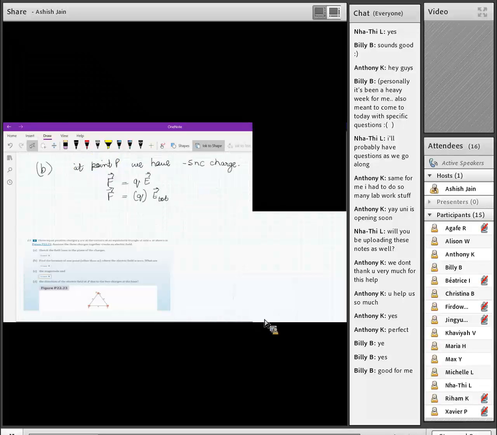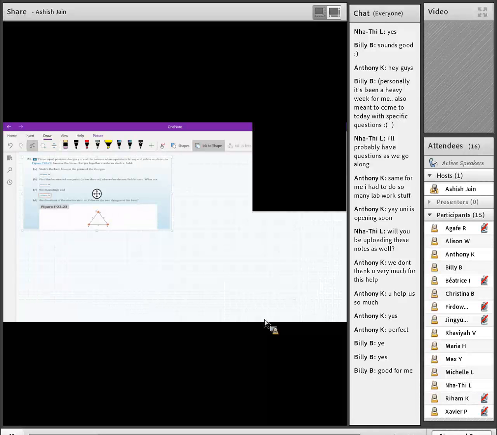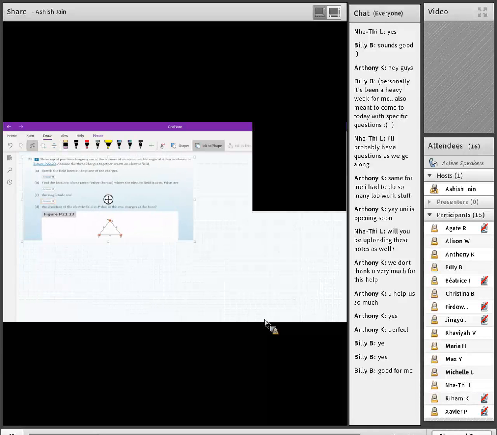Moving on to the third question. So three positive charges are given, equal positive charges placed at the corners of an equilateral triangle. That means all the sides are of the same length and the angle between them is 60 degrees. That's the meaning of equilateral triangle. Assume the three charges together create an electric field. They will, for sure. Sketch the electric field lines in the plane of the charges.